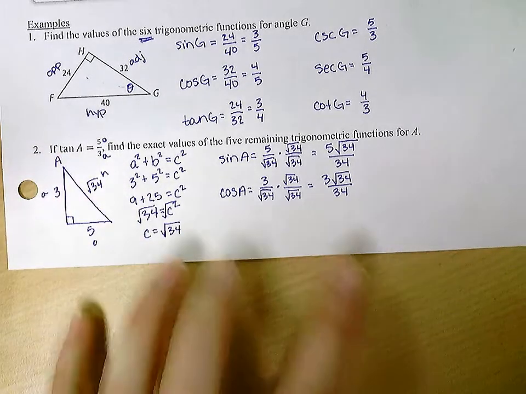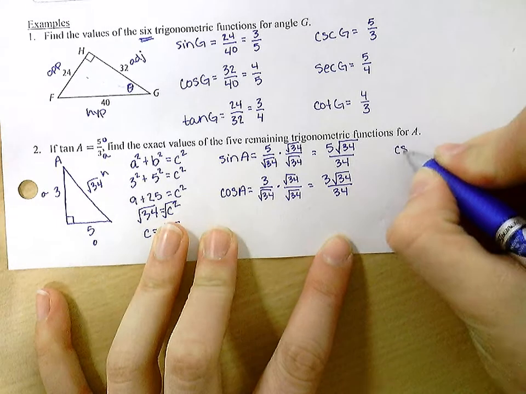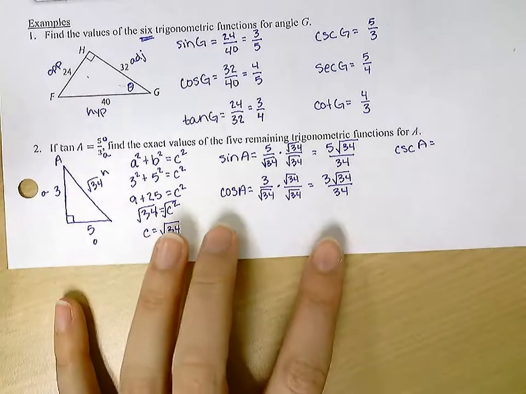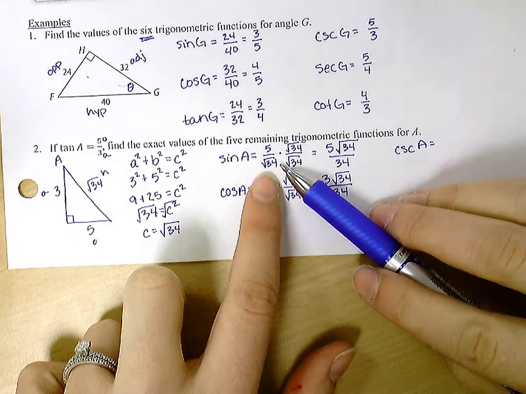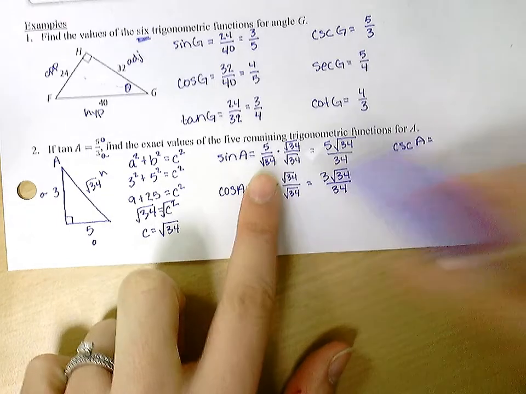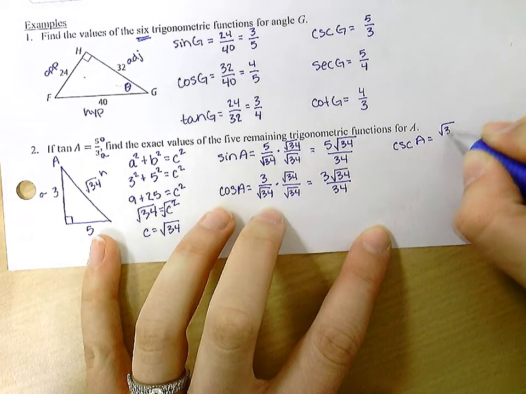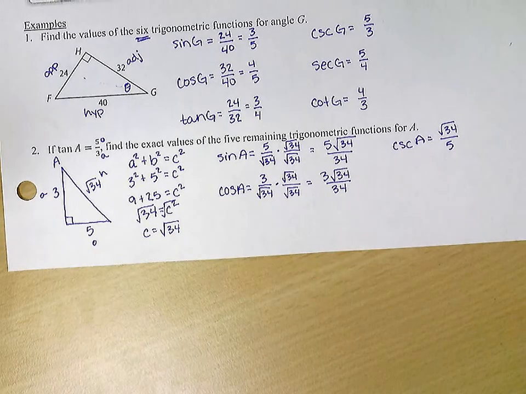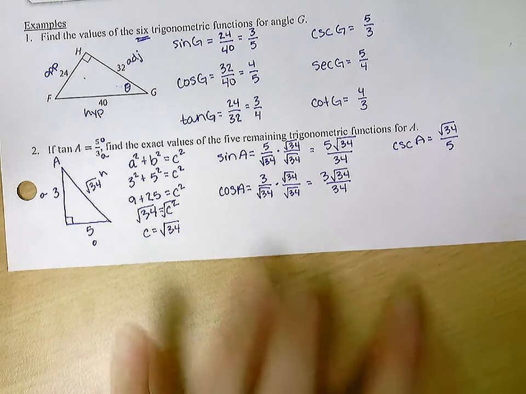So I'm going to move on to cosecant of A, which is the reciprocal of sine. So I'm going to go back to what I originally had for sine and just flip that fraction. So now this will be square root of 34 over 5. Okay? You only have to multiply by a version of 1 if the square root is in the denominator.